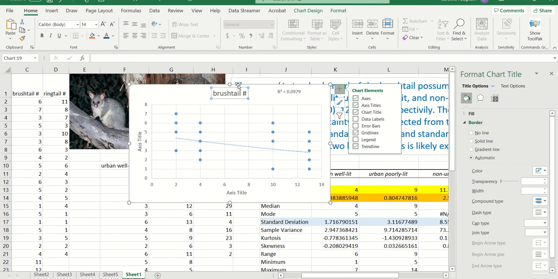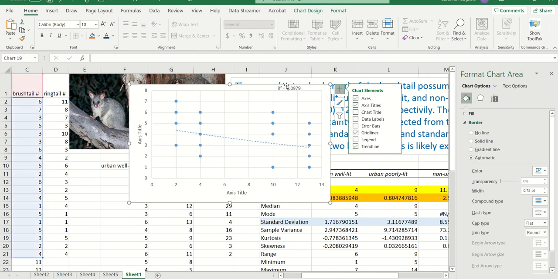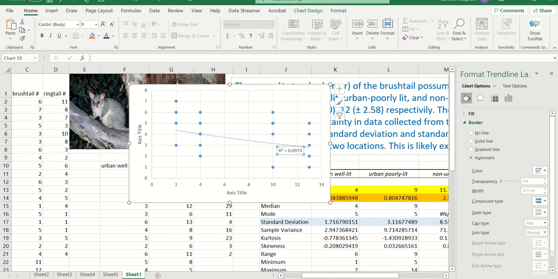Get rid of that title. Make it look beautiful. Keep your R squared in there. Make it look pretty. And, yeah, enjoy.